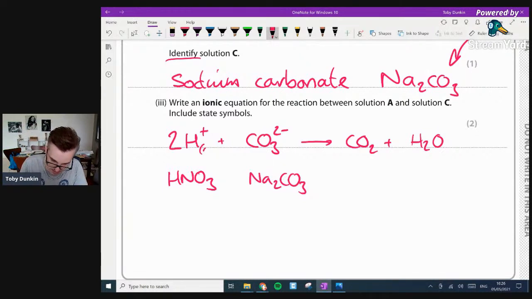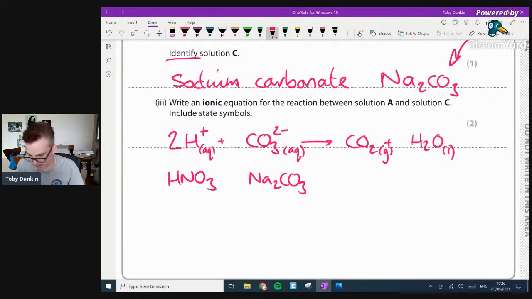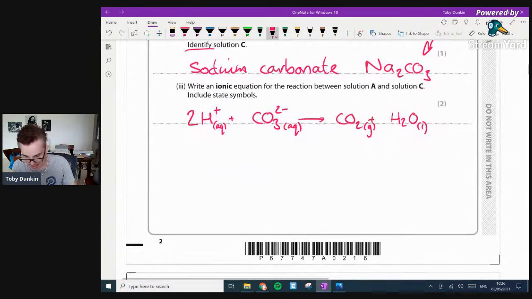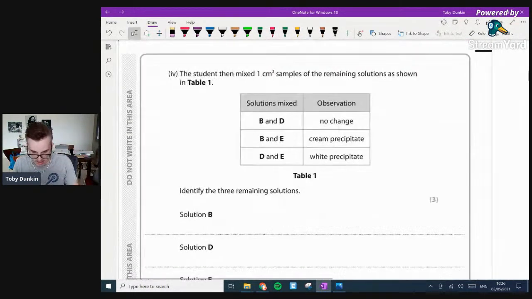Include state symbols, aqueous, gas, and liquid. Really easy to miss that state symbols bit. Just RTFQ, read the full question. Yeah, I definitely feel like I missed a whole load of bits with not doing that last time, but anyway.